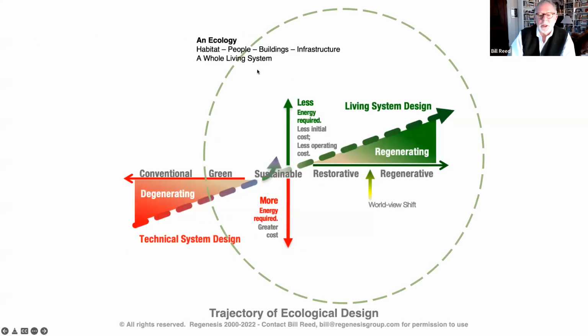So also, this is an ecology. This is not the environment. We're not saving the environment, that which is outside of us. An ecology includes us. It is the whole living system. So how do we include us in this process? How do we include the community?